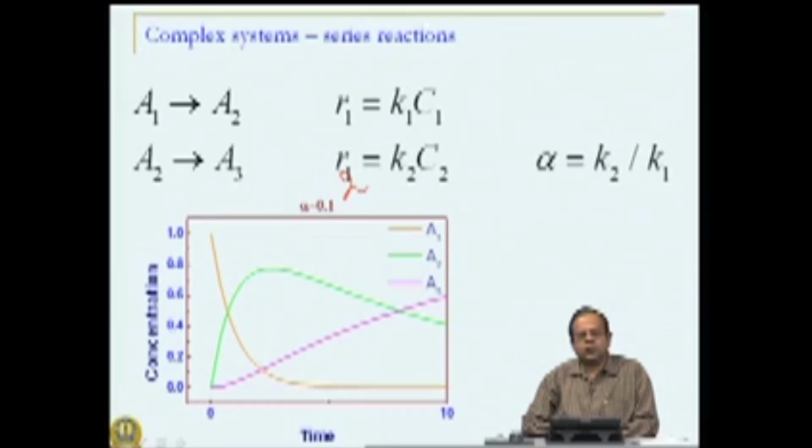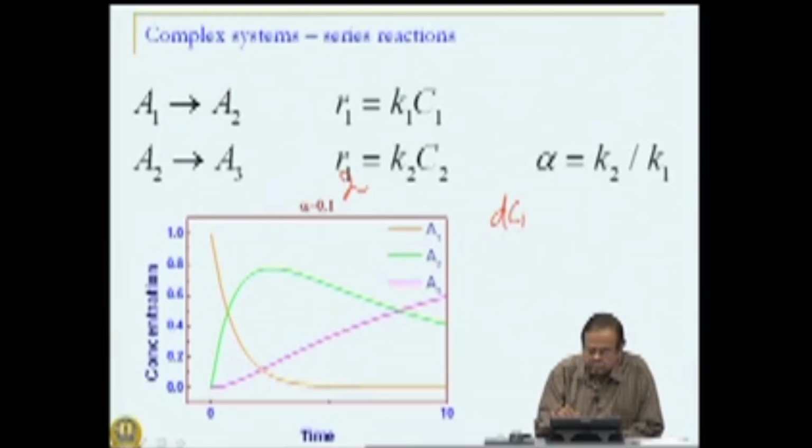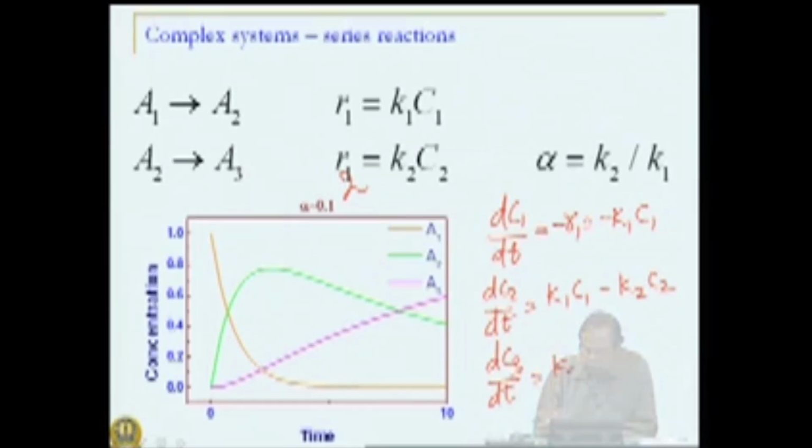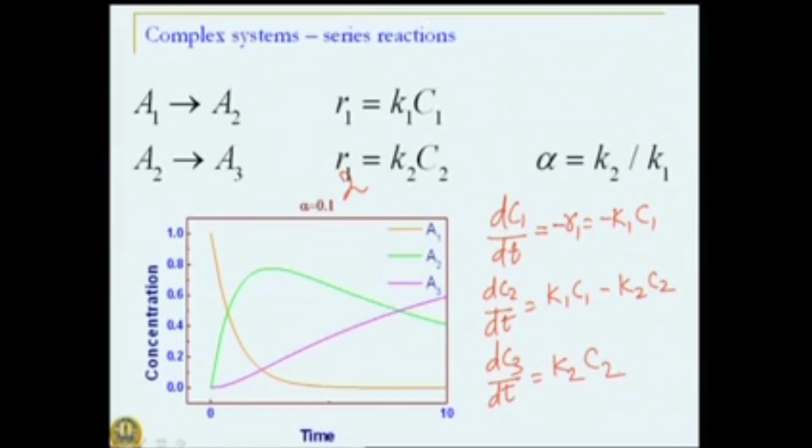If we are conducting this reaction in a batch reactor, then we can write the mass balance equations for the batch reactor which we had seen earlier, again assuming constant density: dC1/dt as minus R1 or minus K1 C1, dC2/dt as K1 C1 minus K2 C2, and dC3/dt as K2 C2. So, these are our mass balance equations for our batch reactor.